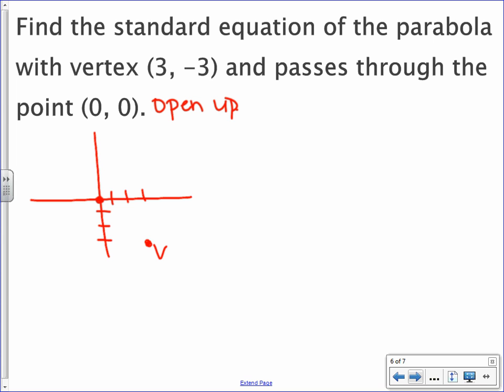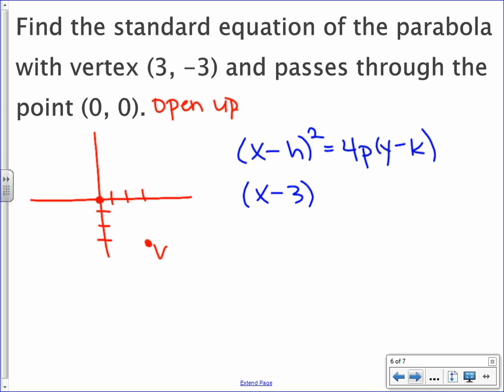So if this is going to open up, that means our standard form equation is going to look like this. Do you agree? We at least know what h and k are because we have our vertex, correct? So h is 3 and k is negative 3. We know nothing about the focus or directrix, so right now we know nothing about p.